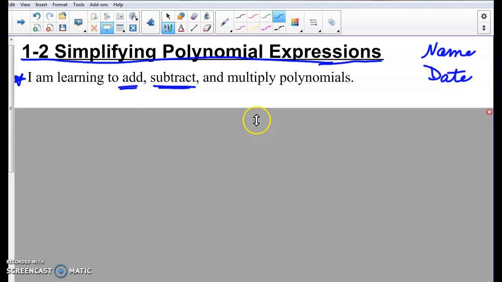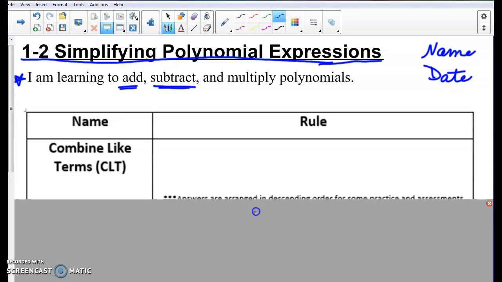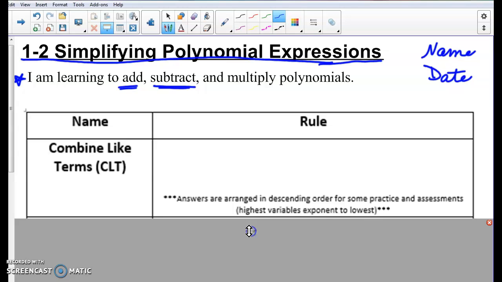Now, we are going to start off with making a little bit of a table to help us remember some parts about polynomials. So we have name in our first column, and then a big spot for the rule in your second. So like I said, push pause now. Make your table, one small column with name, one large column with rule. Our very first part that we're going to look at says combine like terms, CLT for short.